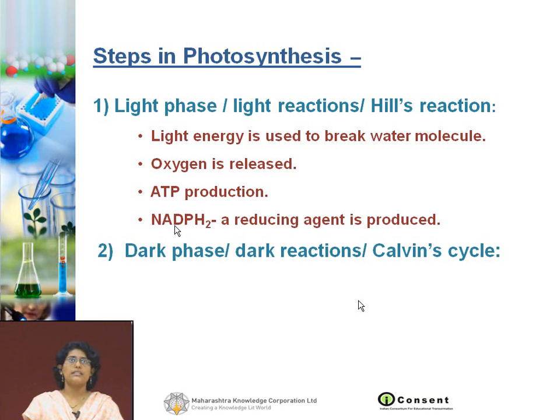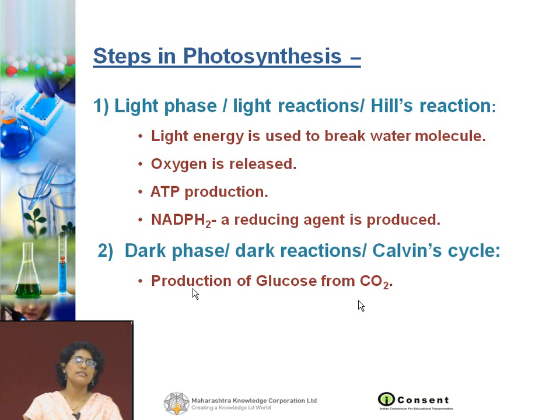So, these are the main steps involved in the light phase or light dependent reactions. Light energy is used to break down the water molecule to produce H plus and OH minus ions. Oxygen is released, ATP is produced, and the reducing agent NADPH2 is produced. The next step in photosynthesis is the dark phase, or dark reactions, or light independent reactions, which do not depend on light, sunlight. We have seen that all these things take place in the presence of sunlight. Here we do not require sunlight. So, these are called dark reactions.